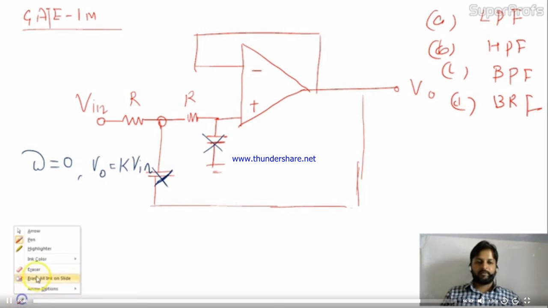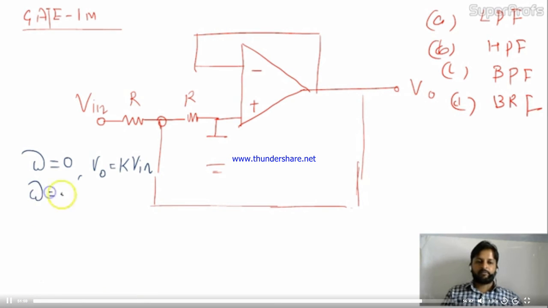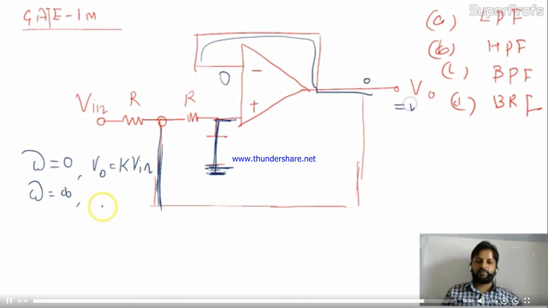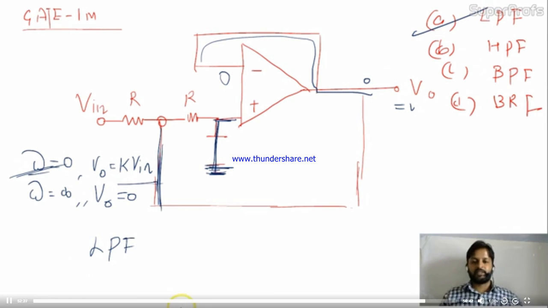Now we'll check at omega equal to infinity. Infinity means the capacitors are short circuited, like this. If this is short circuited, this entire thing is over here. So V0 is 0 definitely. This is clearly shown over here. This is a low pass filter. So this one is done in 15 seconds: low pass filter.